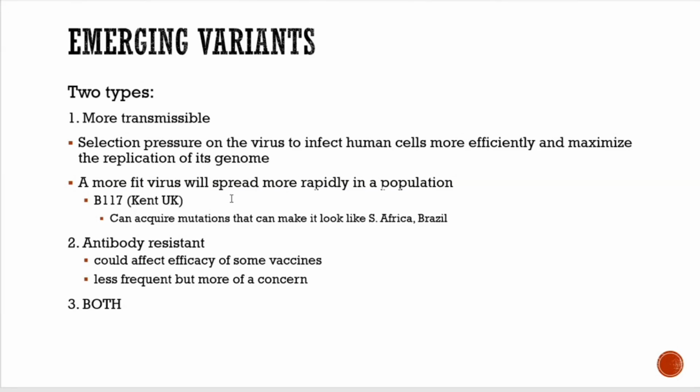So that's one type. And then you have the antibody-resistant variants. This could obviously affect the efficacy of some vaccines. They appear to be less frequent, but obviously more of a concern. Or you can have both, right? You can have a B117 that then acquires mutations that make it look more like the 351 and the P1, right?